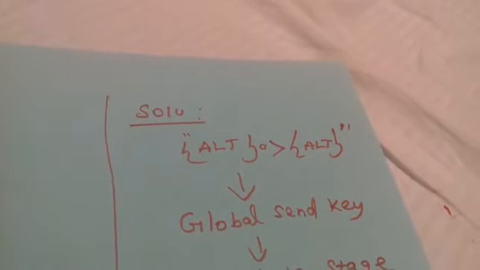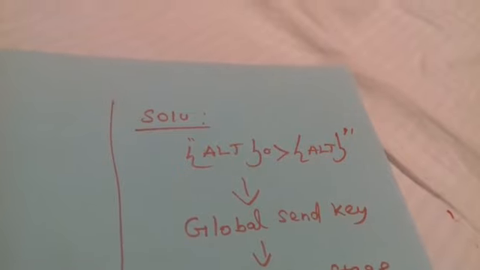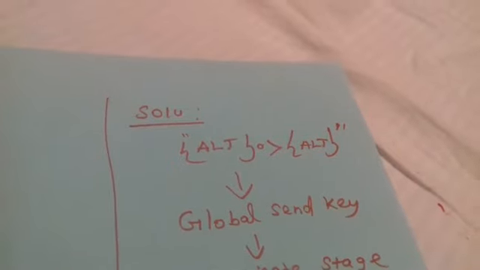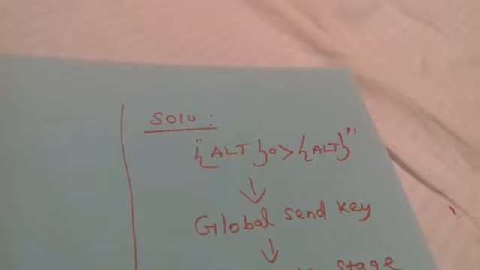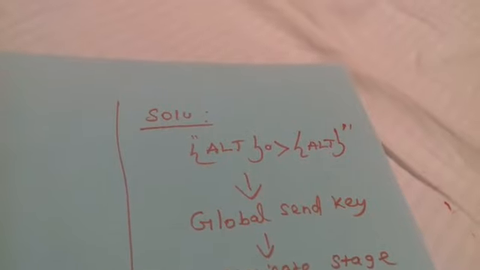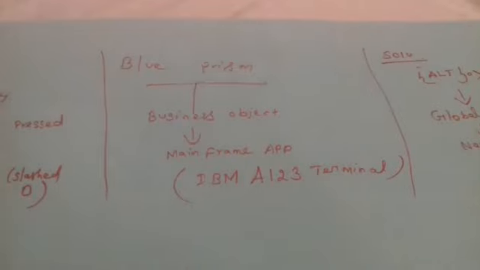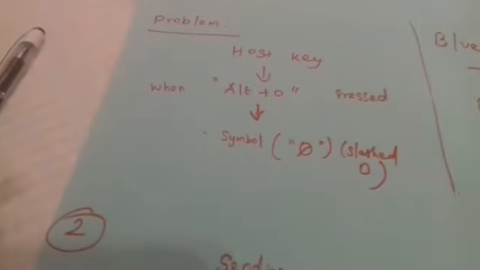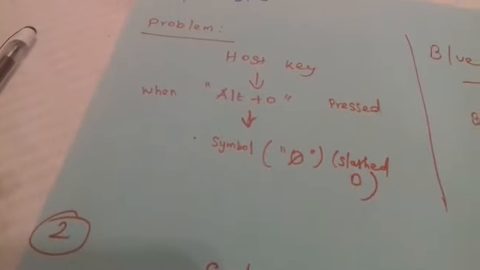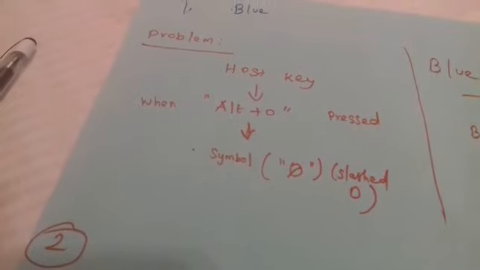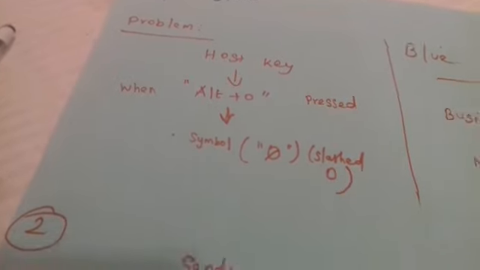then alt, greater than, then alt, double quotes. So within that, N or O, whatever it is, you have to make sure of this in the navigate stage. Whenever you are using it for the mainframe application, it will not work with the normal Alt O. That is the reason you are going for this type of symbols.